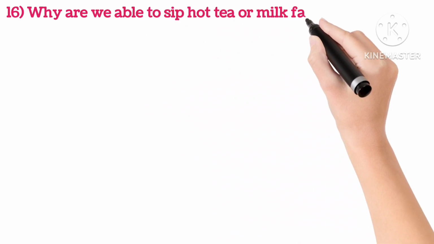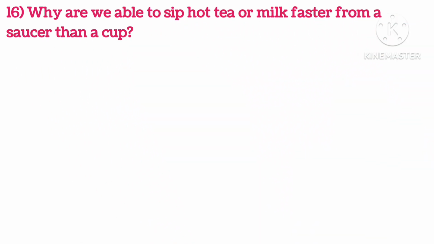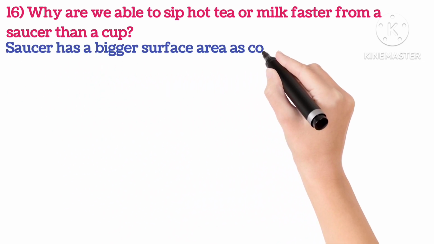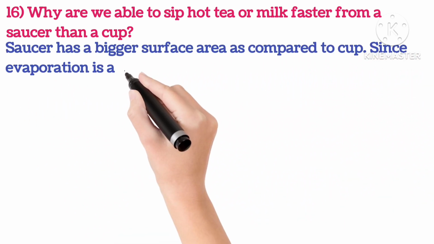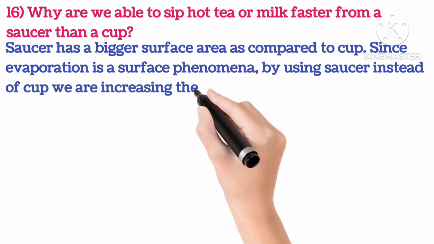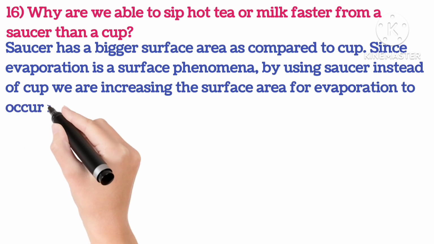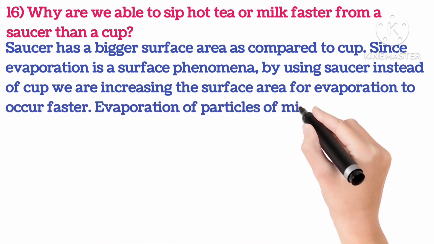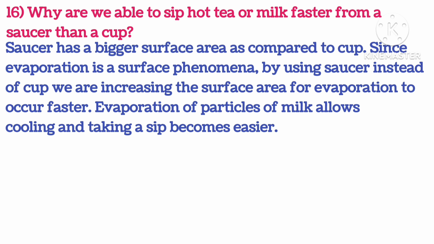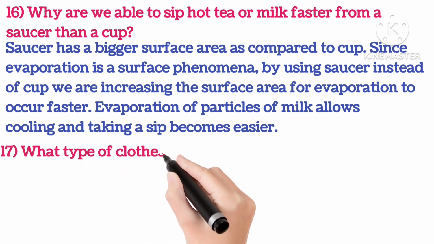Why are we able to sip hot tea or milk faster from a saucer than a cup? Saucer has bigger surface area as compared to cup. Since evaporation is a surface phenomenon, by using a saucer instead of a cup, we are increasing surface area for evaporation to occur faster. Evaporation of particles of milk allows cooling and taking a sip becomes easier.